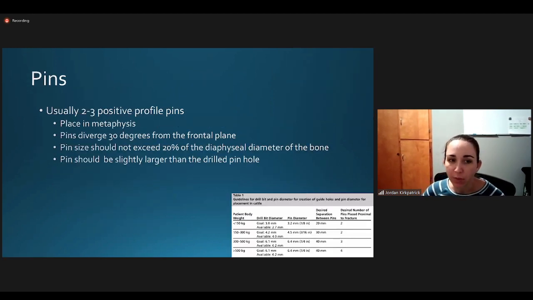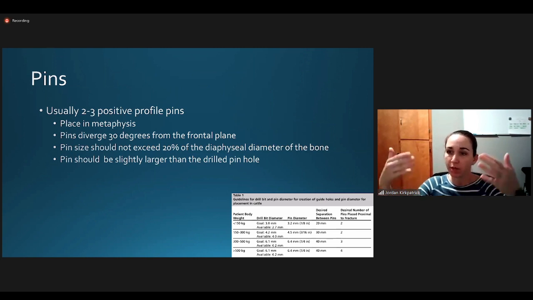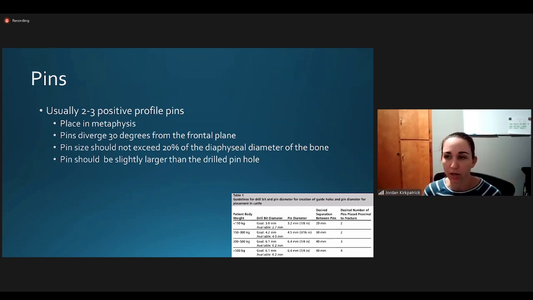There are different types of pins that are used. This chart here just says the diameter of the pins based on the weight of the animal. And we try to put the pins in at 30-degree angles. You don't want to put them all on the same plane because that puts too much pressure on the bone and they can actually fracture at the pin site that way. So we put the pins in at a little bit of an angle around the bone to distribute the forces a little bit better.